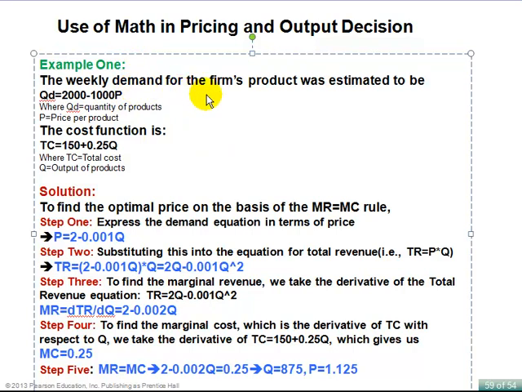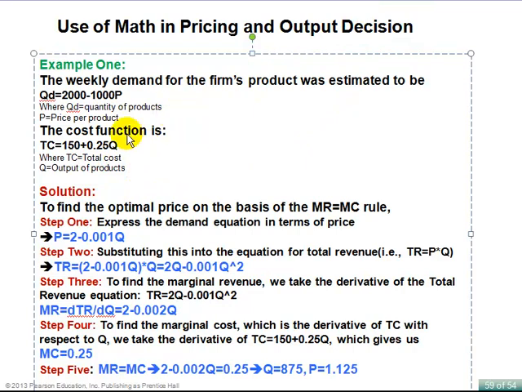The weekly demand for a firm's product was estimated to be QD equal to 2000 minus 1000 P. Here the Q sub D is the quantity of the products. The P is the price per product. The cost function is TC, the total cost, which is 150 plus 0.25 Q. Q is output of the products, the quantity, and the TC is the total cost.